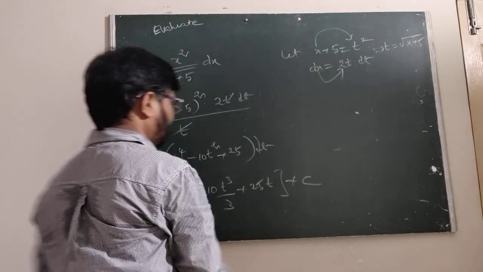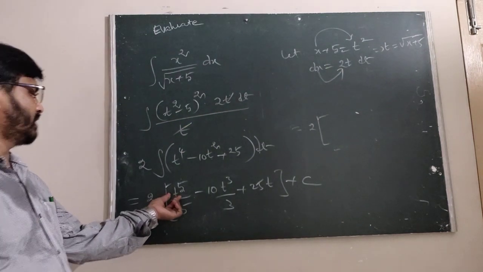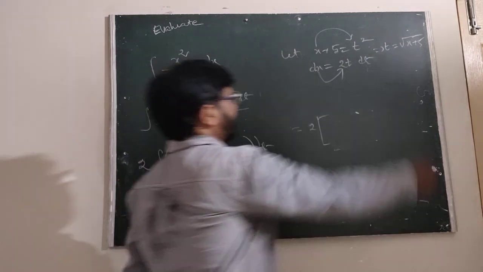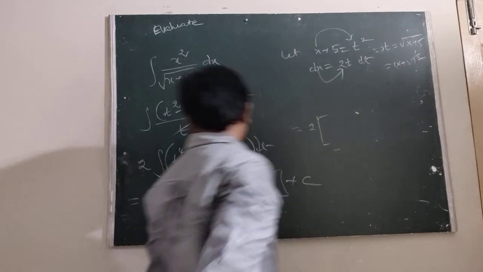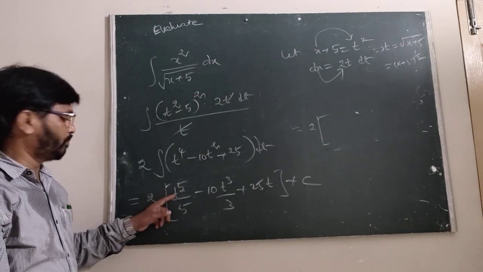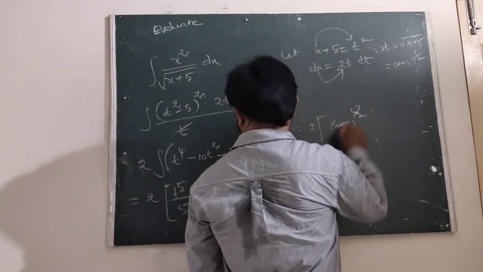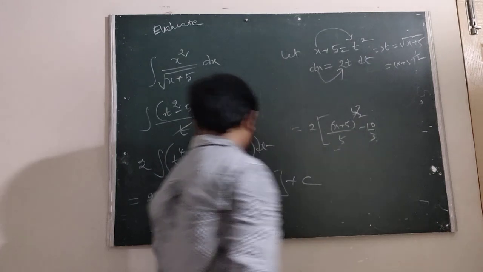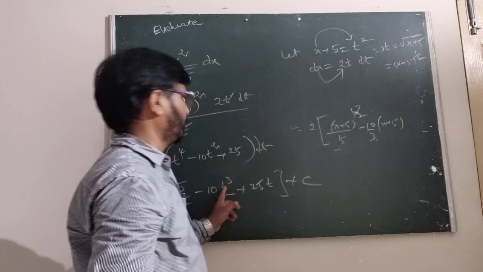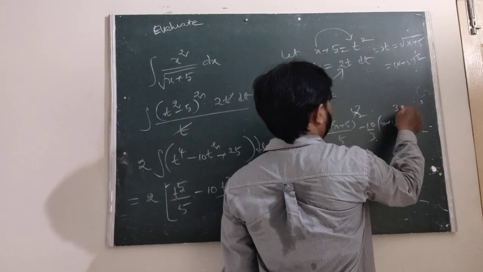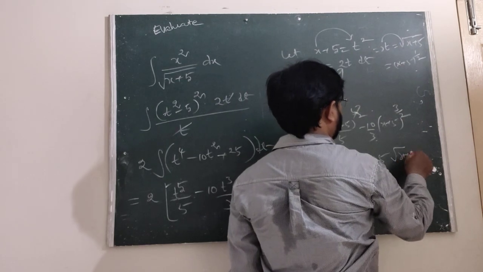Now substituting here, 2 into t, with t as root of x plus 5. Root means x plus 5 whole power 1 by 2. Now this is x plus 5 whole power 1 by 2 whole power 5, which is x plus 5 whole power 5 by 2, divided by 5. Minus 10 by 3 into x plus 5 whole cube whole power 1 by 2, which is 3 by 2. 25 into t is the root of x plus 5.